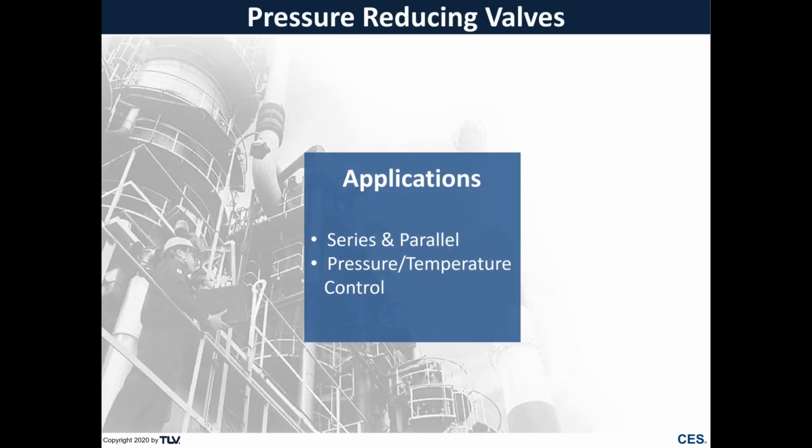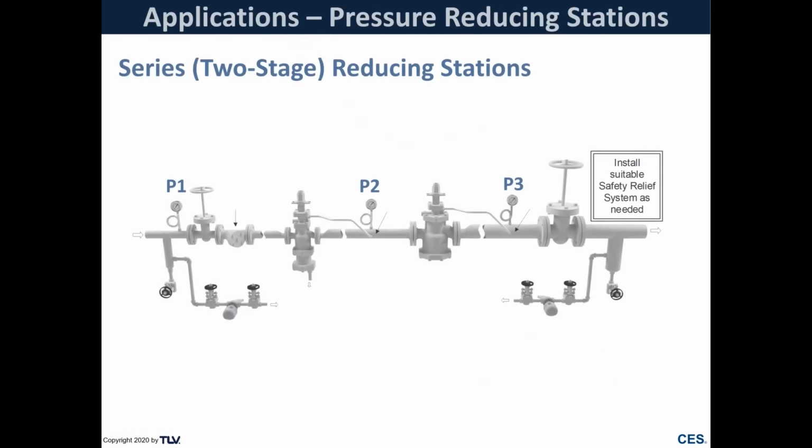Now let's look at a few examples of pressure reducing valve applications. The first is really an extension of the application example we just discussed. It is essentially a one PRV station followed immediately by another PRV station, two PRVs in a series arrangement. The first PRV to drop the pressure from a high to an intermediate pressure, and the second to take the intermediate pressure to a lower pressure.